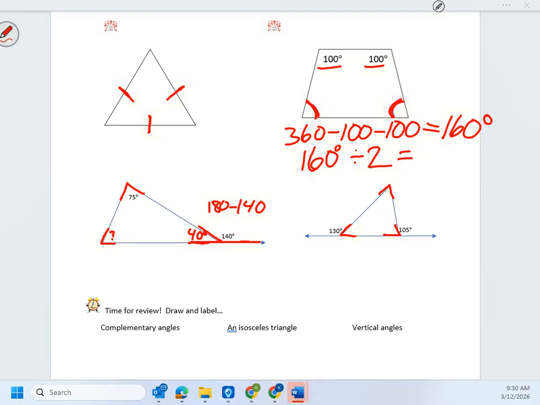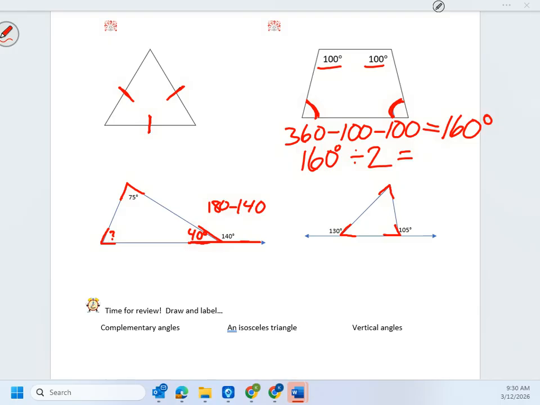Supplementary angles, right? If we know the outside plus the inside equals a straight line of 180 degrees, and we know one of them, we can find the other one. Same thing with this one. We know the outside's 105 degrees. Add it together with the inside to get 180, we can solve for that angle. Then we have two angles of our triangle, and we can find our missing third angle.